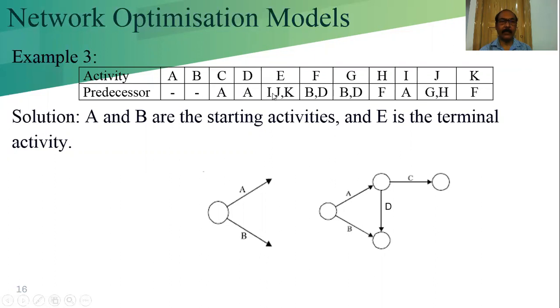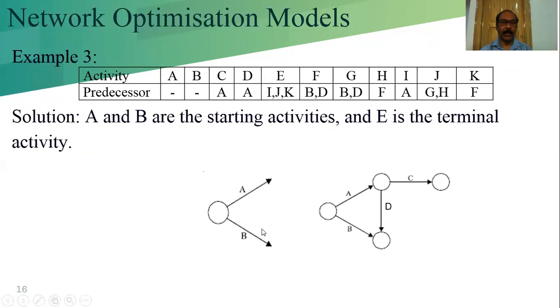Here we have to find out which activity is not there. See, E has the predecessors I, J, K. Here E is not there as a predecessor, and all other activities are present. That means all other activities are the predecessor of some other activity, and E is the terminal activity which enters into the end node.